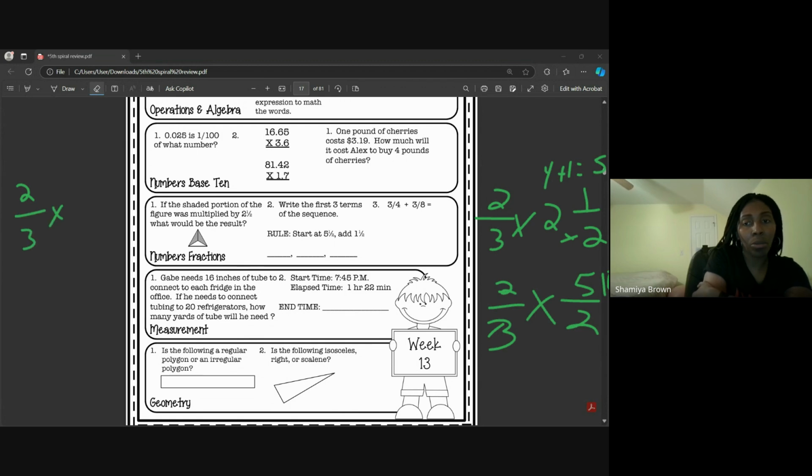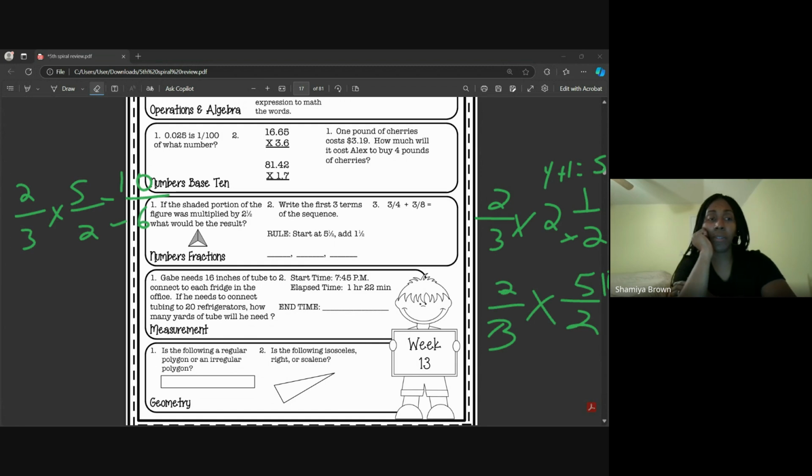2/3 times 5/2. 2 times 5 is 10. 3 times 2 is 6. So I have 10/6, which is an improper fraction. So I'll turn it into a mixed number by dividing 10 by 6. And I know I can get one group of 6 out of 10 because 6 is very close to 10.